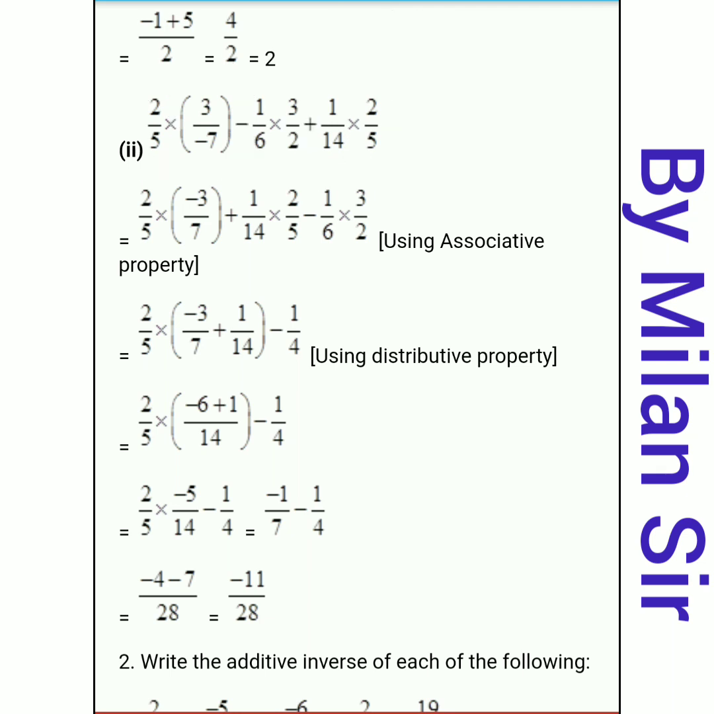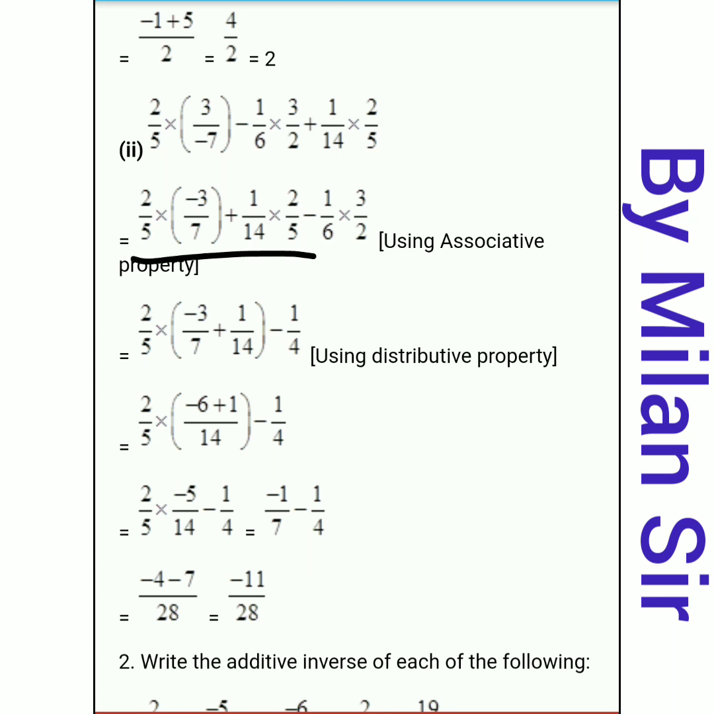Okay. So here first term as it is, then this third term comes to the second position with this sign plus 1 upon 14 multiply 2 upon 5. Then third term again with this sign minus 1 by 6 multiply 3 by 2.